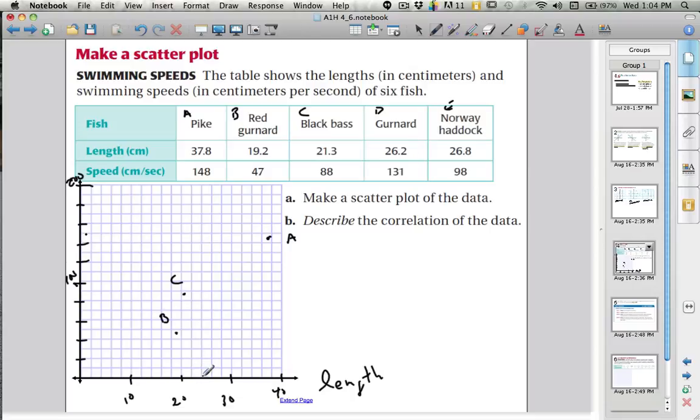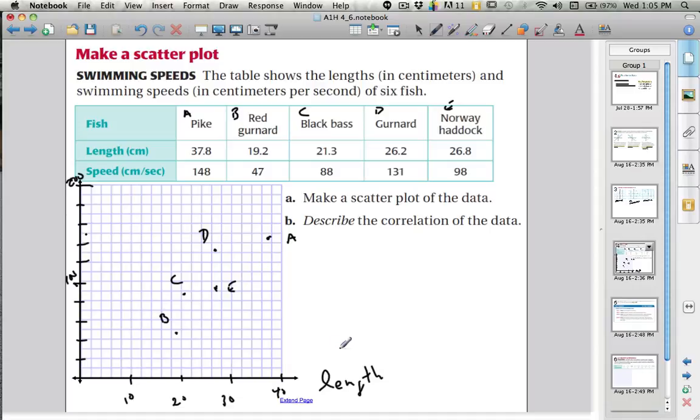And then Gernard is 26.2. So 246, right about this line. And 131, so that's 2031, so right about here. D, and then 26.8 and 98, so that's really close to 126, 246, 27 would be right about there, and just a little under 100. Right about there, and that's E.